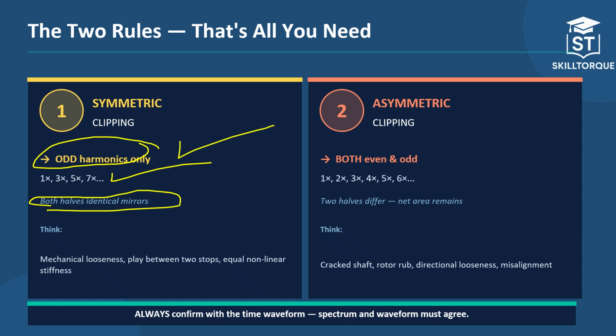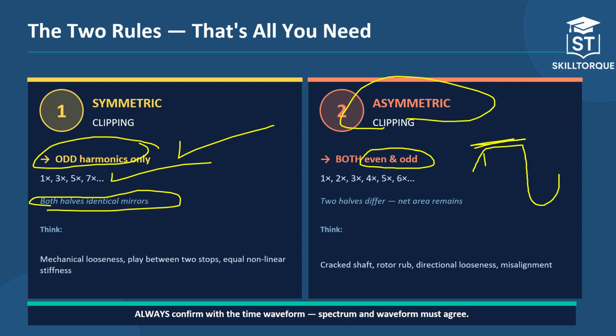And in the other example, asymmetric clipping, both even and odd harmonics will be there, because one side is restricted but the other side is free. In this case the areas will always mismatch, or you can say there will always be some kind of difference between the areas. So you will always see all kinds of harmonics: 1x, 2x, 3x, 4x.